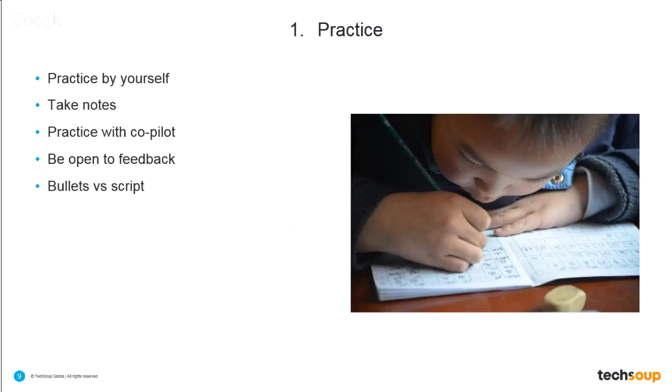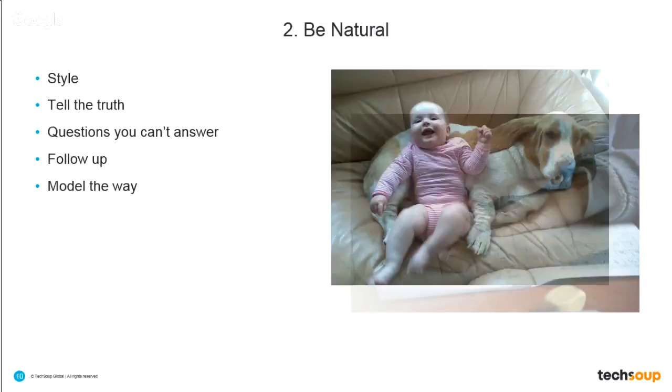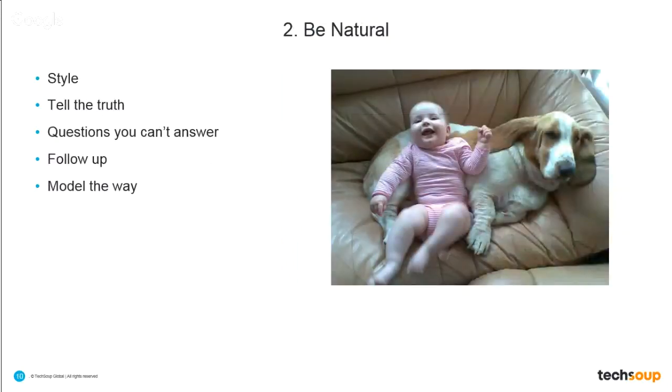I also encourage you to use bullets rather than a script. It is usually easy to tell when someone's reading from a script, and it sounds unnatural. So if you have bullets, you're more likely to intersperse some of your own natural language with that, even if occasionally it is an um or an ah. Here's the Be Natural. This is a basset hound and a baby. How much more natural can you get than a basset hound and a baby? I'm sorry, you just can't.